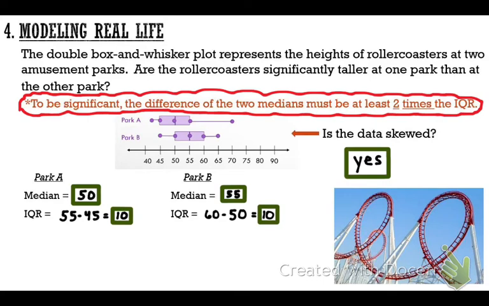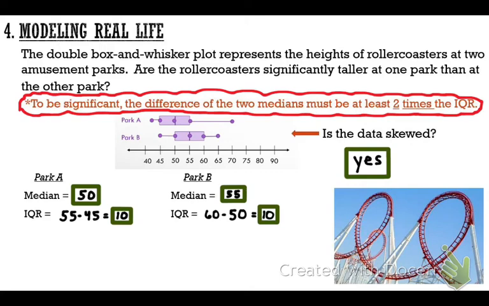So as we're looking at this data, here's what it asks us. Are the roller coasters significantly taller at one park than at the other park? Just focusing on our data, which one of these parks has the highest or the tallest roller coaster? Busch Gardens. Look at this. Do you see that outlier right there? That's at 70 feet. That one has the highest out of both of them, okay?